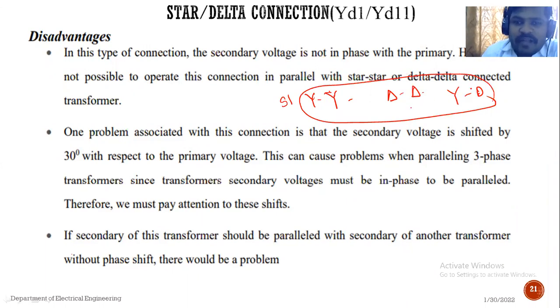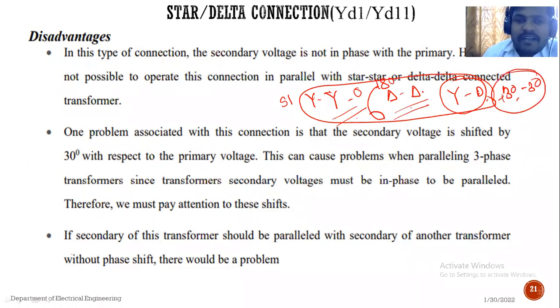So it will not be possible that this transformer can be paralleled with that of this type of transformer. या टाइपच्या ट्रान्सफॉर्मर बरोबर पॅरलल ऑपरेशन करता येणार नाही, because the phase displacement between these two types of transformer is nothing but whether it is 0 or it may be 180, and the phase displacement between these is nothing but 30, whether it is plus 30 or minus 30. Due to that phase displacement, we are not able to operate this YD transformer in parallel with that of these 2 types of transformer. या 2 type of transformer च्या parallel मध्ये आपण ऑपरेट करू शकत नाही.